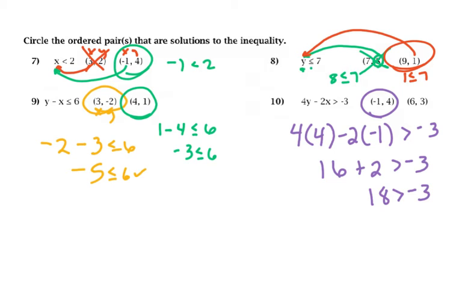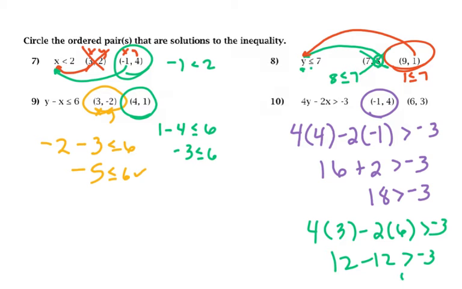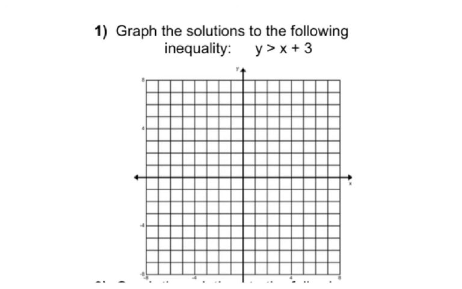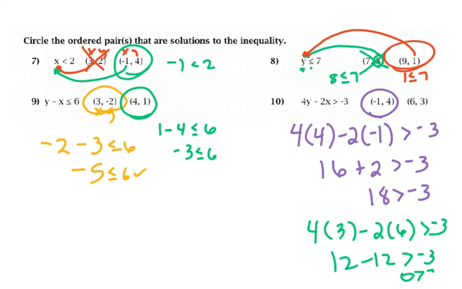The second one, I'm going to say 4 times x, which is 3, minus 2 times y, which is 6, is greater than -3. So that's 12 minus 12 greater than -3. That's 0 is greater than -3. That is also true. So that one is true too.